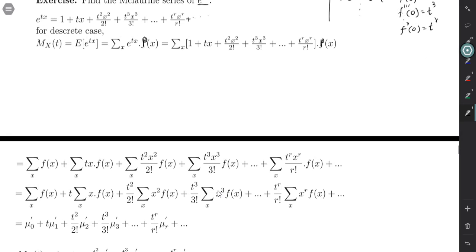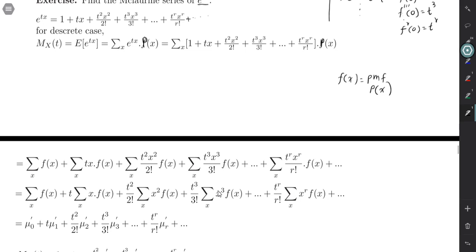Now we are going to expand this one. Instead of px, I have used fx. We'll leave it like that. Our fx is actually the PMF. If you expand this term, you have px times 1, or fx times 1. Then you have tx times fx, sum of t square x square over 2 factorial times fx, and so on. So we expand the series and then distribute the summation over all possible values of x.